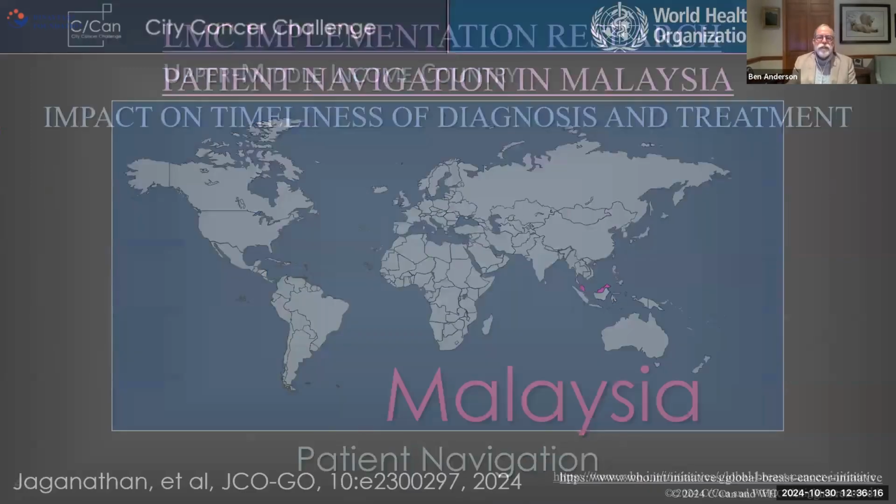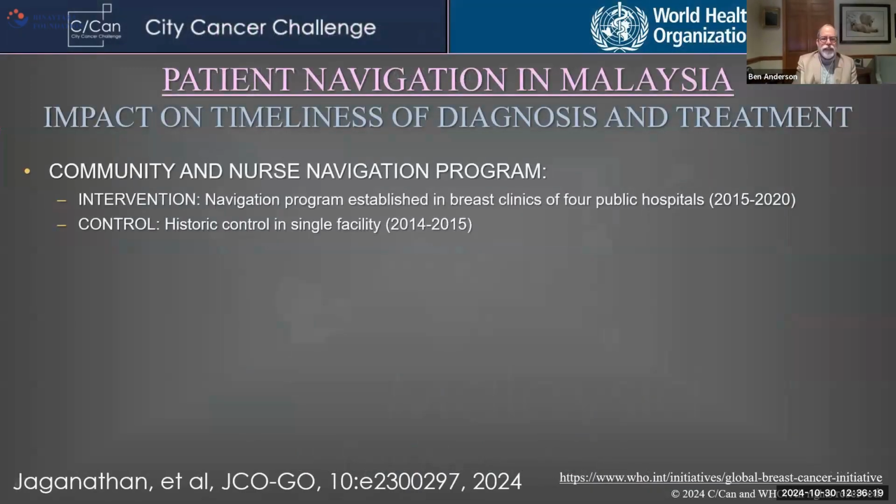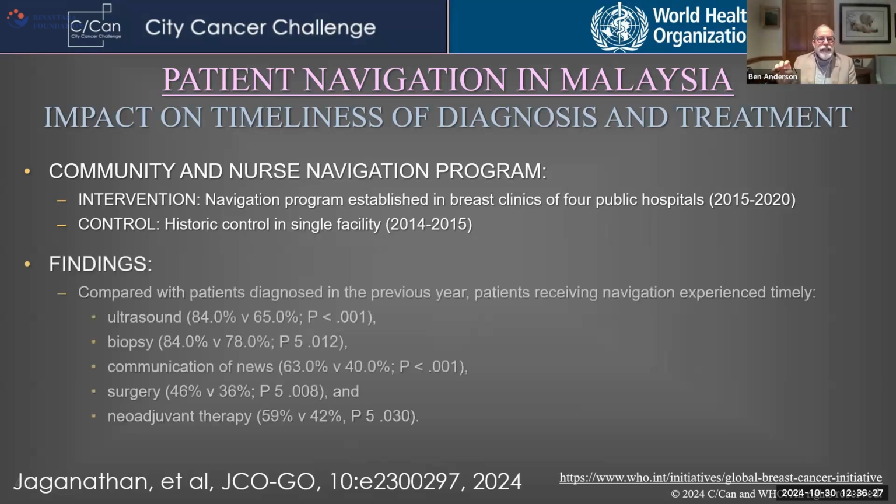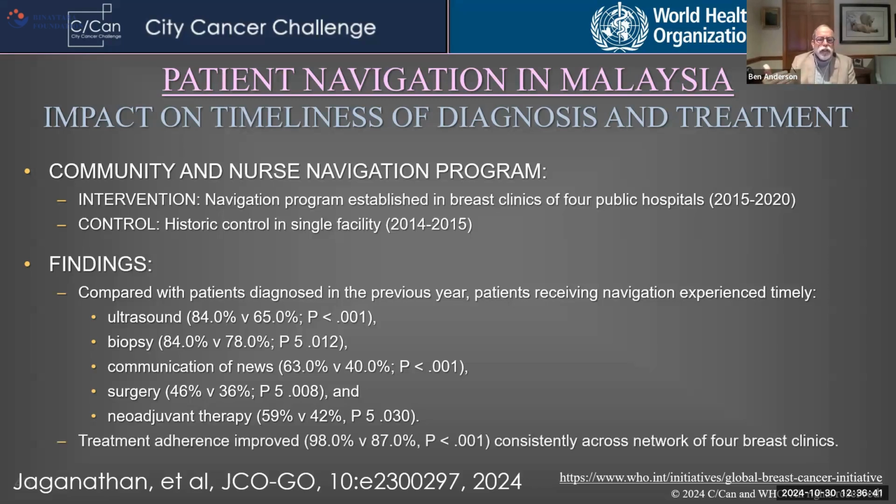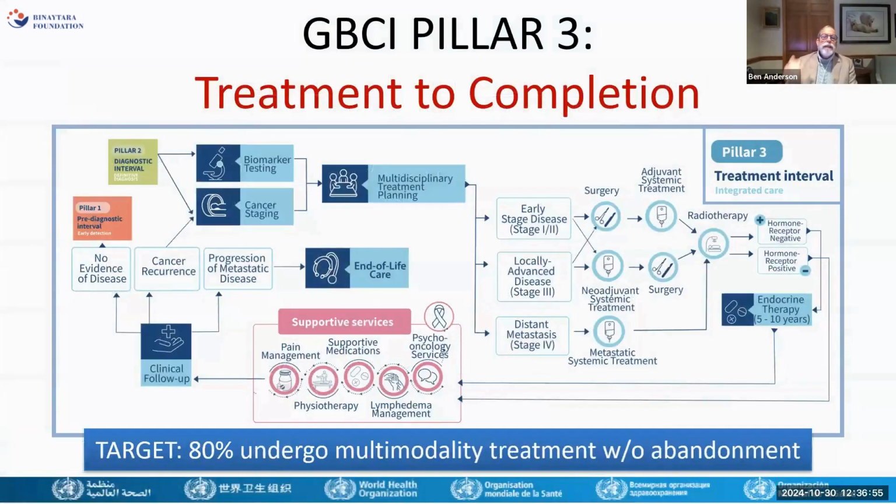Most recently, published earlier this year in Malaysia, they used a navigation program in the community for early detection, and then nurse navigation on the treatment side. And in introducing this, they found that all of these points, ultrasound time, time to biopsy, communication, surgery, neoadjuvant therapy, all of them were improved through the use of navigation. And treatment adherence even was improved, which is relevant to the third pillar that we're about to start to talk about. So my point here is sometimes the interventions are much simpler than you would think, and it's not just about buying fancy equipment.